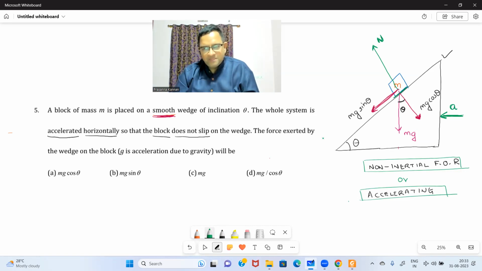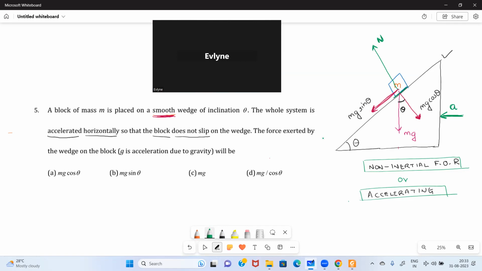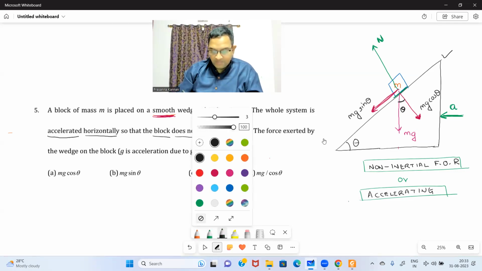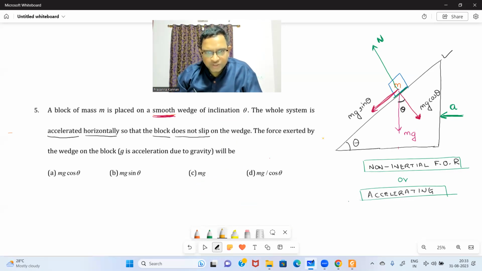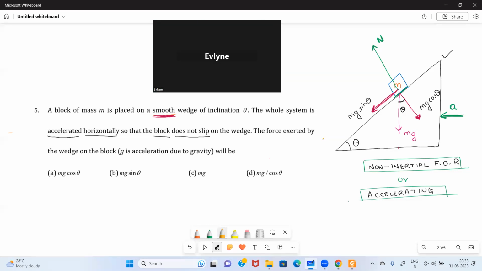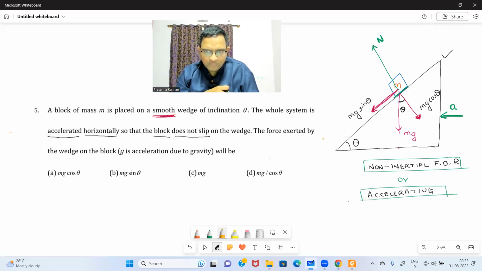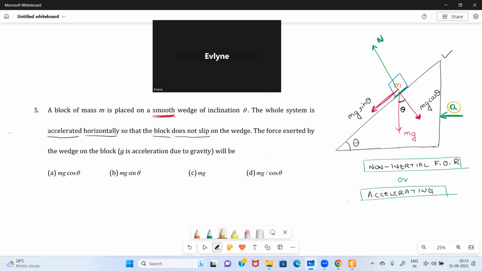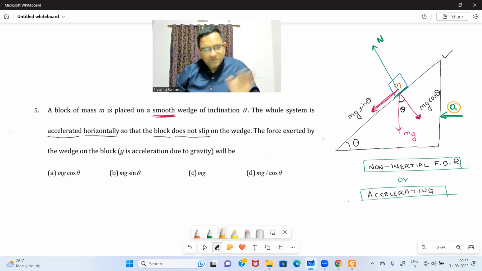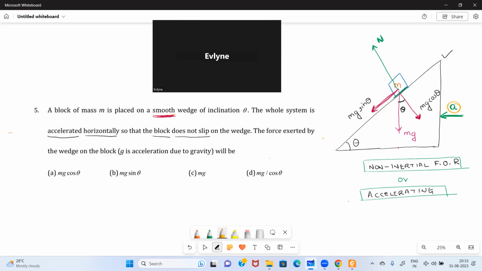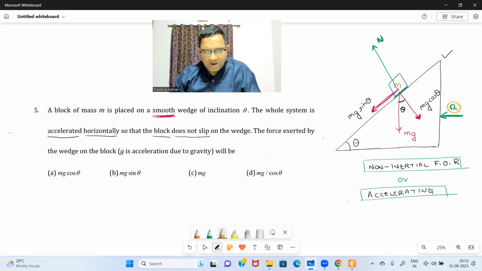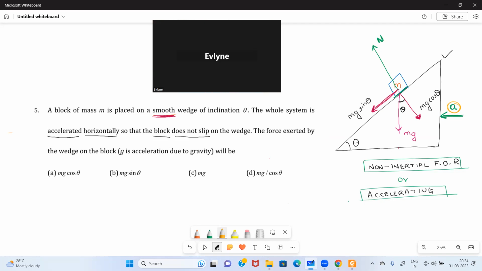In which direction? Opposite direction. Opposite to the direction of the acceleration of the accelerating frame, correct? Yes, sir. Acceleration is in which direction in this case? Downward. No, I mean along the wedge. Negative x-axis. Okay, sir. Yes. So I should consider the pseudo force on the mass small m to be in which direction? Positive x-axis. Exactly.